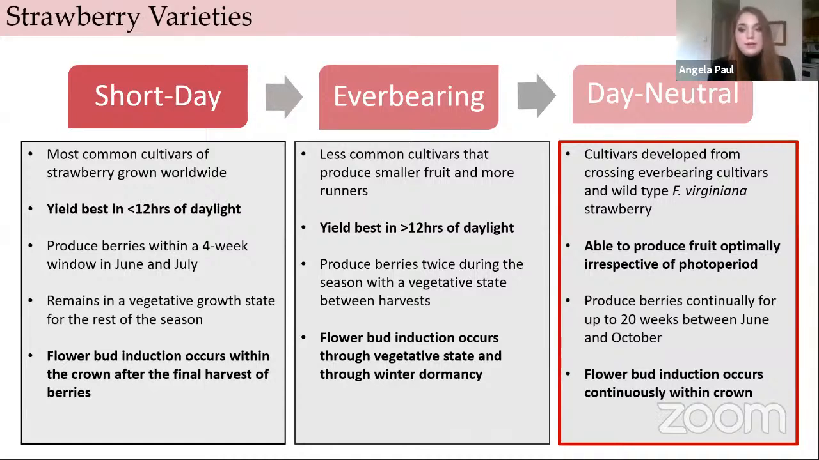This means that no matter the daylight's length, they are able to continually produce fruit, and they can produce fruit for up to 20 weeks between early June until mid-October when temperatures start to decrease. This, as you can imagine, significantly increases their yield potential. And during this time, flower bud induction is continuously happening through the crown. There is no period of ceasing of flower bud induction.